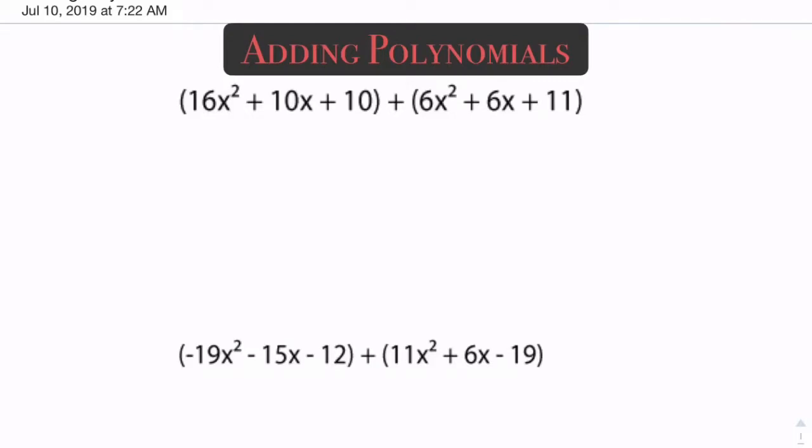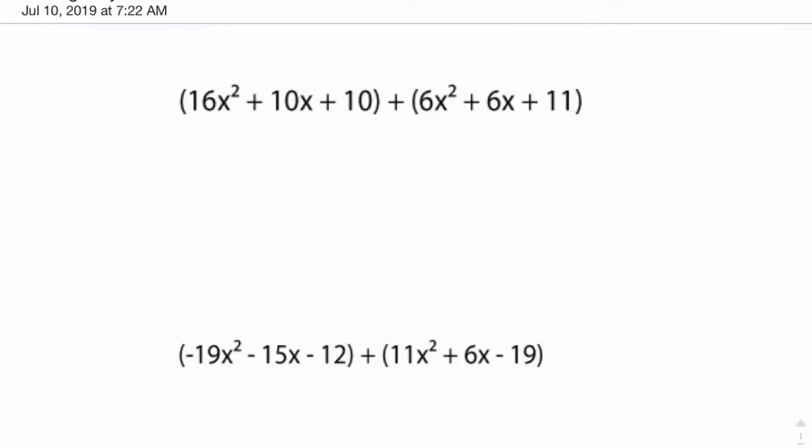Okay, today we're going to focus on combining like terms or adding polynomials here. Our first example here, 16x squared plus 10x plus 10 plus 6x squared plus 6x plus 11. When we are adding polynomials, that plus sign in the middle really doesn't mean anything. So we could, if we wanted to, rewrite everything as is without the parentheses.